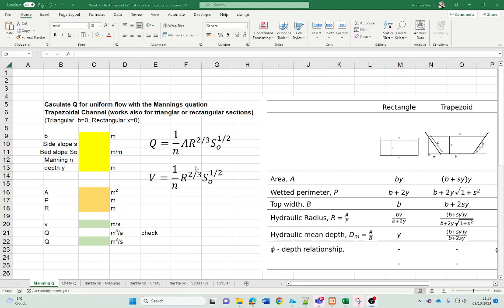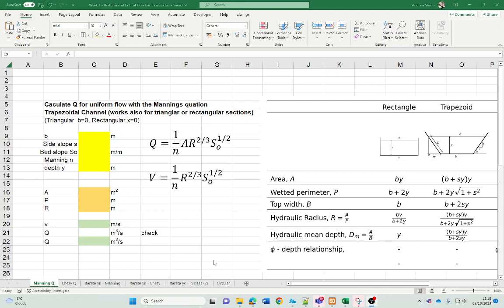Okay, so this recording is taking you through the Excel sheet which I've labelled Week 1 Uniform and Critical Flow Basic Calculations. So we'll be calculating the Manning's equation for rectangular, trapezoidal and circular channels. We'll do it with Manning's, we'll do it with Chezy, we'll iterate for the normal depth in uniform flow from Manning's and the Chezy equations, and also iterate for the critical depth and look at calculations using the circular channel as well.